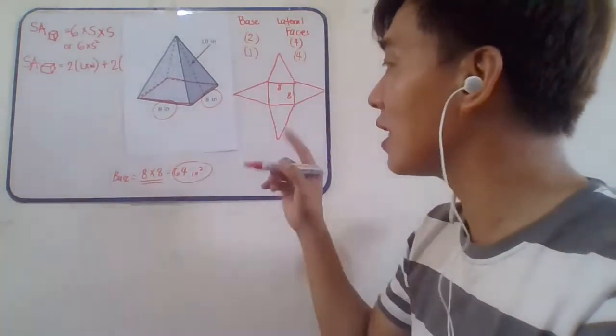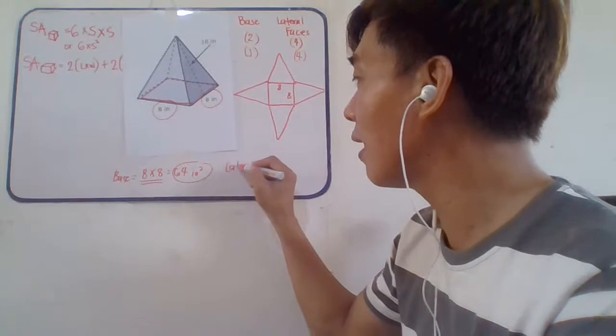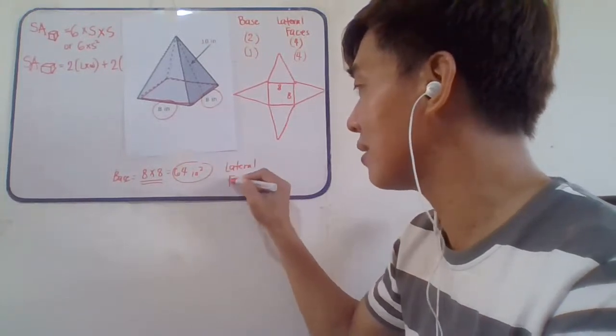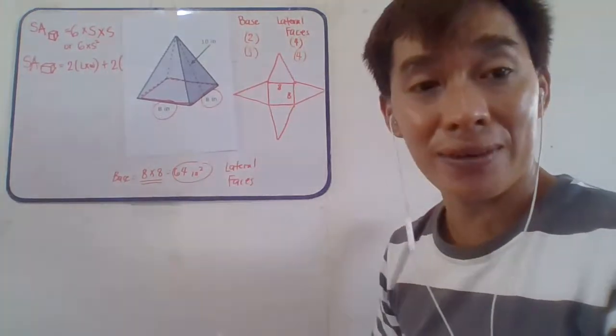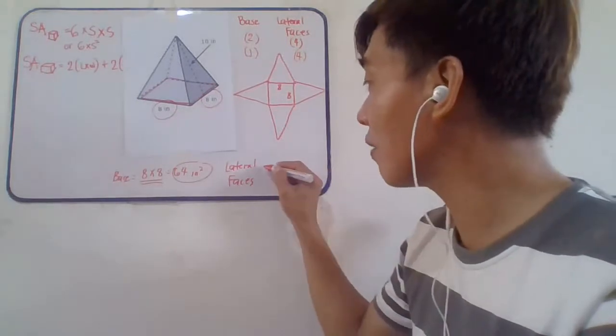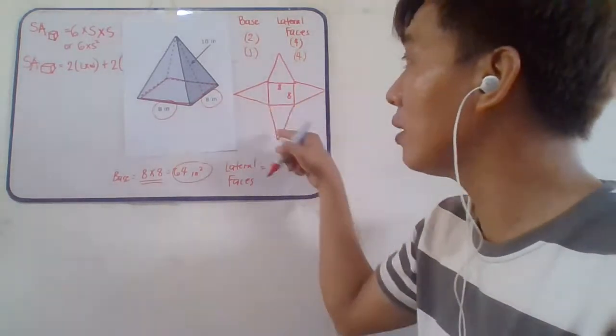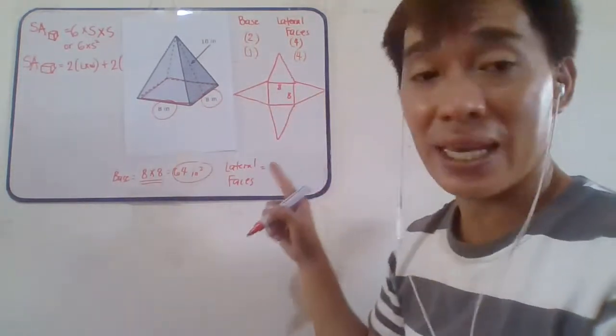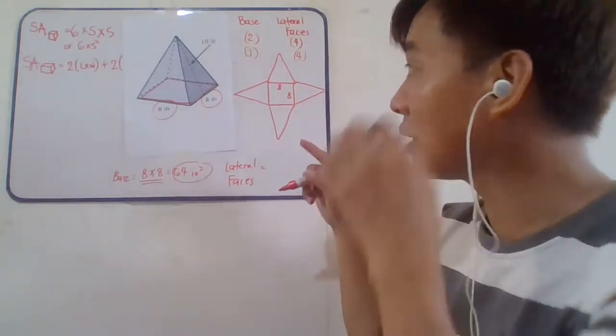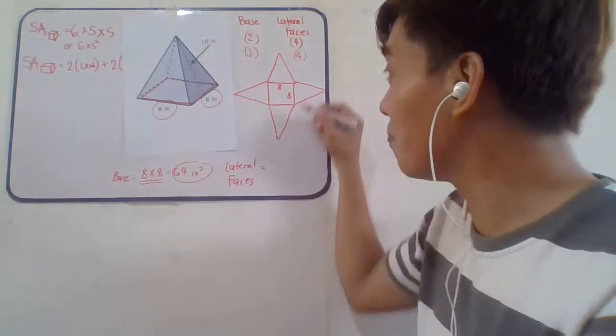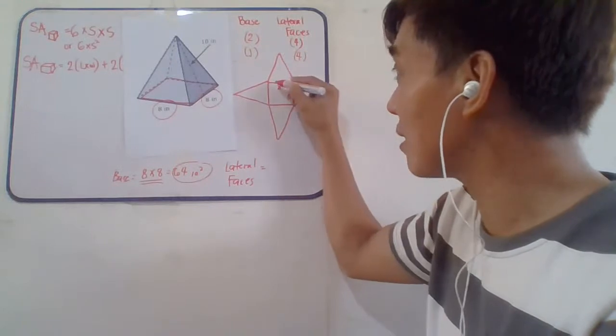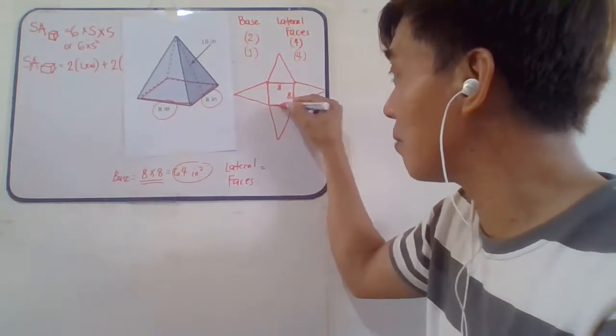Okay. The next thing is get the area of the lateral faces. Okay. The area of the lateral faces. And how to get the area of the lateral faces? They are all triangles. And remember, these triangles have the same bases. The base here is 8, the base here is 8, the base is 8, the base is 8.